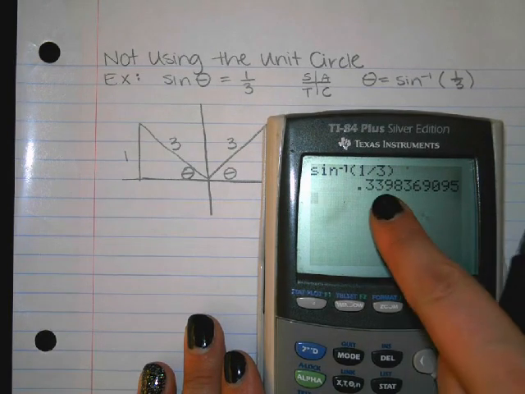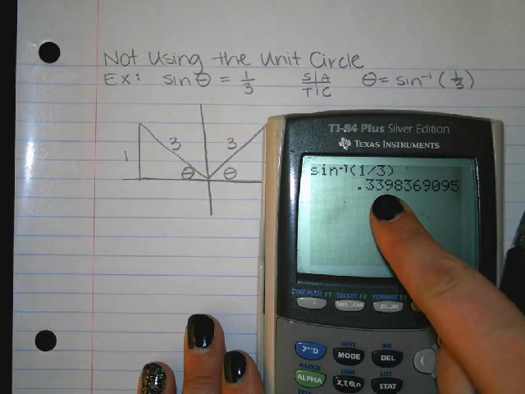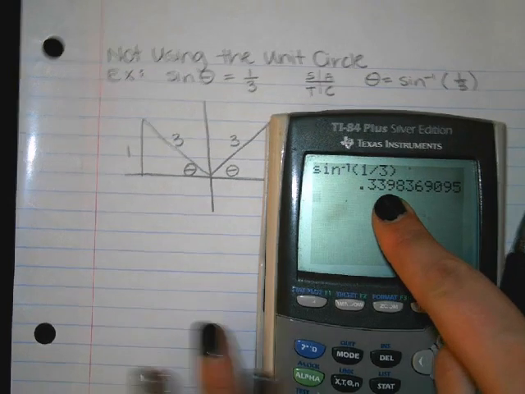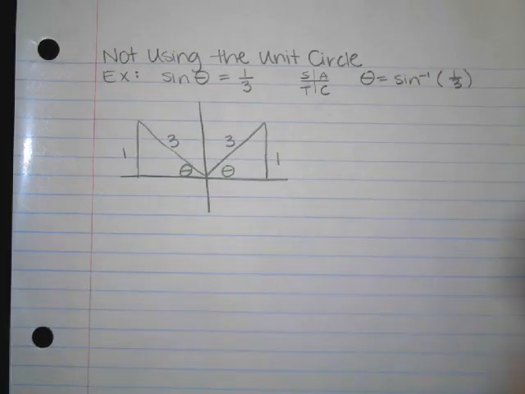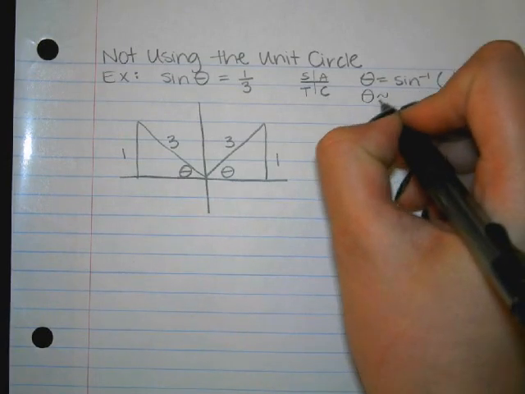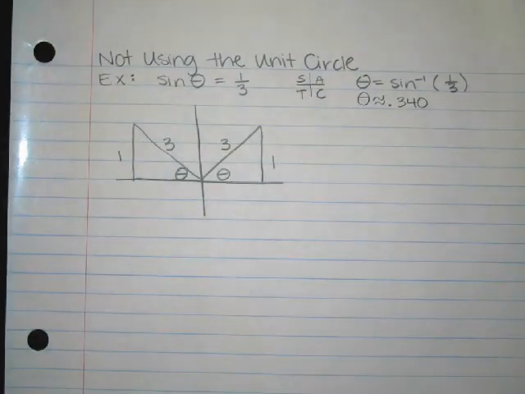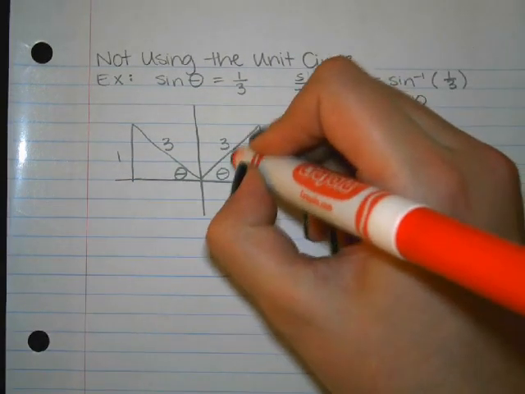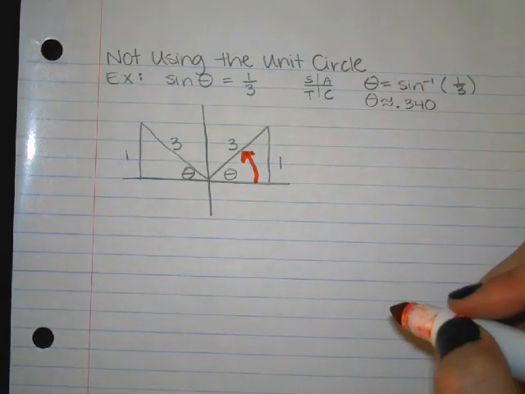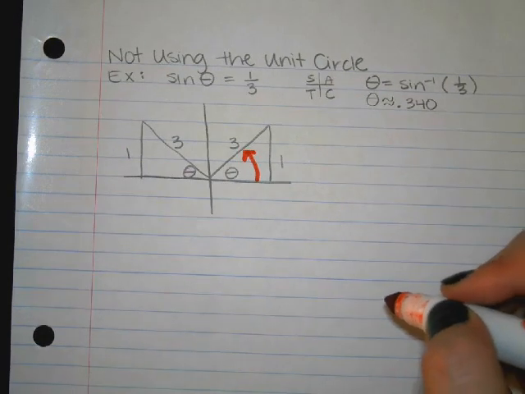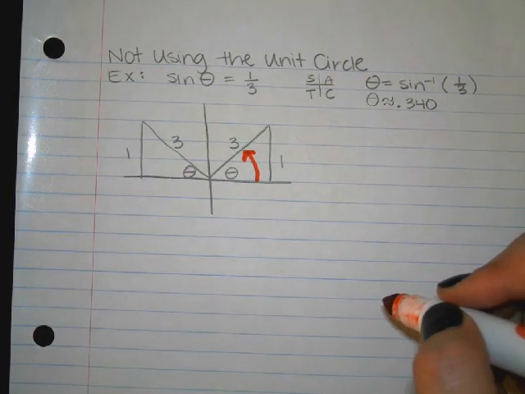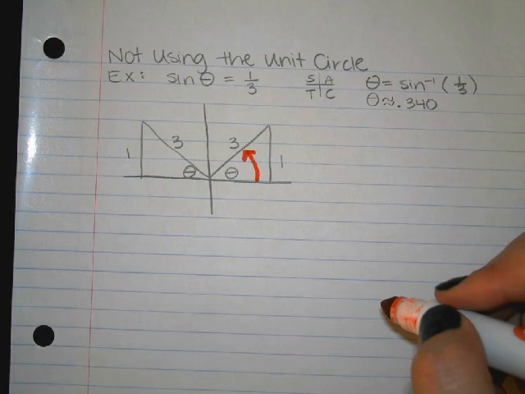0.339. 39 is followed by an 8, so what should 39 do? Go up to 40. So I'm going to say that theta is approximately 0.340. Okay? And I'm going to show you what your calculator means by that decimal. Okay? Your calculator means that this right here is 0.340. Okay? So it gave you one answer, 0.340. That's good. We like that answer. That is one of our final answers.